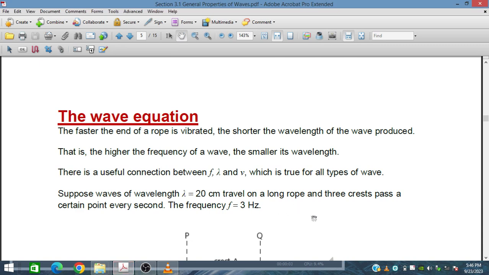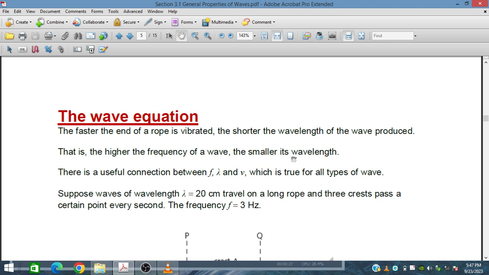Bismillah ar-Rahman ar-Rahim. In this session, we'll discuss the wave equation. The faster the end of a rope is vibrated, the shorter the wavelength of the wave produced. That is, the higher the frequency of a wave, the smaller its wavelength. So, if we increase the frequency, its wavelength will decrease.